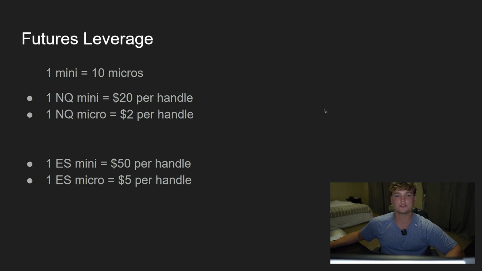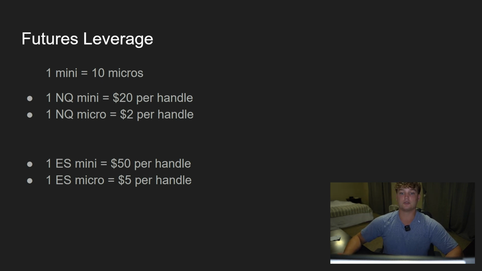So to start off with the futures leverage, I'm going to do a little recap of what we went over in our first video. So 1 mini is equal to 10 micros in the futures world. So 1 NQ mini is equivalent to $20 per handle that mini moves up or down. So for example, if NQ is at 19,000 and it moves to 19,001, then your long would go up 20 handles or your short would go down 20 handles.